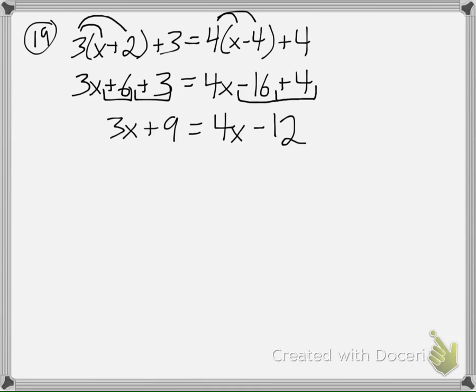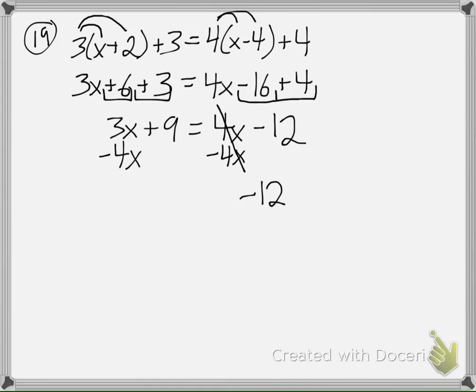So our first step here, once we get it simplified, is to move the x terms. We can either move 3x over to the right, or I can move 4x over to the left by subtracting. I'll just do minus 4x. So on the right, my 4x's go away, and I'm left with minus 12.